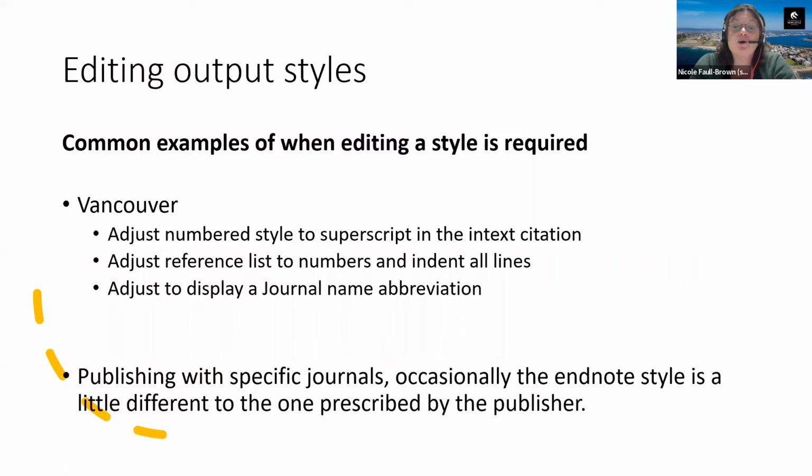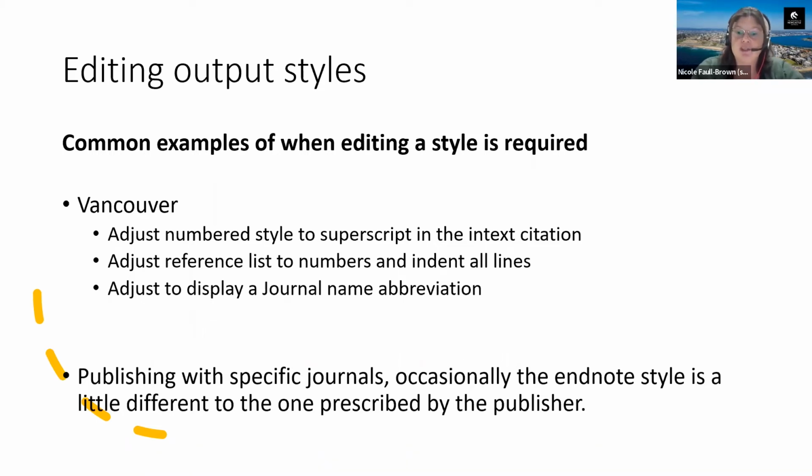So, common things that we edit in output styles. If you're doing any publishing, sometimes specific journals will have a prescribed way to do it, and sometimes you can only get to that if you edit a style. But commonly here, we often edit the Vancouver style, because the one that comes preloaded in EndNote does not usually do the superscript option, and we can change the listing of the reference list to have all the line indents and look at journal abbreviations.